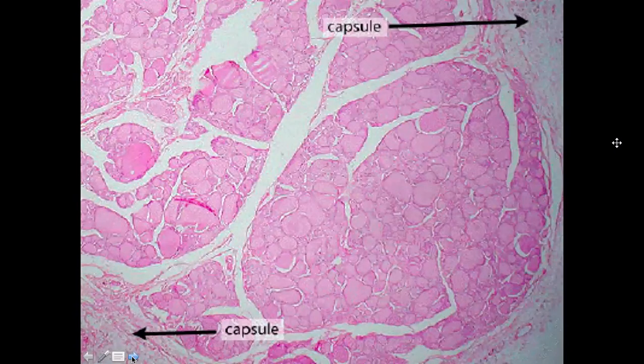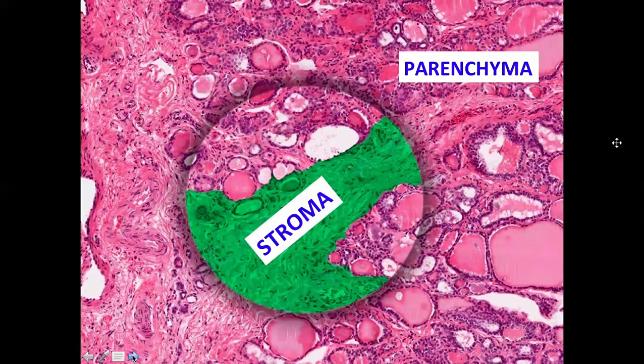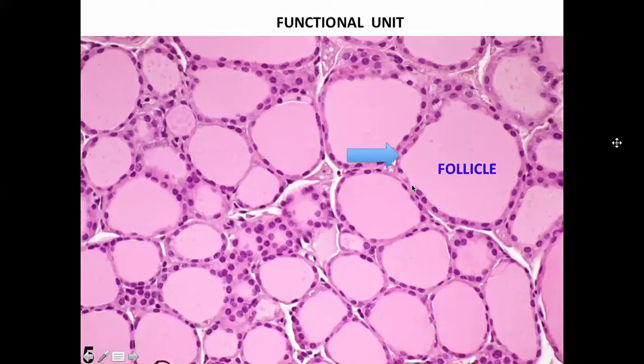Histologically, this is the normal thyroid gland. It is encapsulated, and there are a lot of thyroid follicles. The functional unit of the thyroid gland is the thyroid follicle. The green area is what we call the parenchyma, or the stroma, the spaces between the thyroid follicles. Each one forms a lobule, and the lobule is made up of follicles.